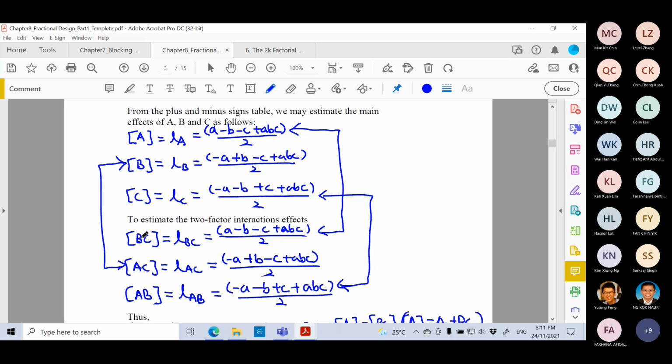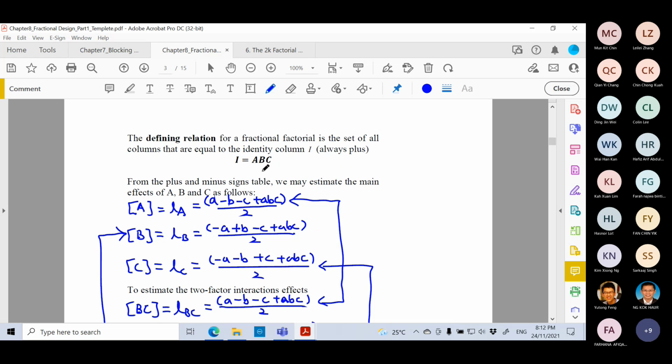If the B with the AC, you also get the A, B, C. The third one is C with the AB. So you can see there are also ABC as well. So what we can get from this is the defining relation.